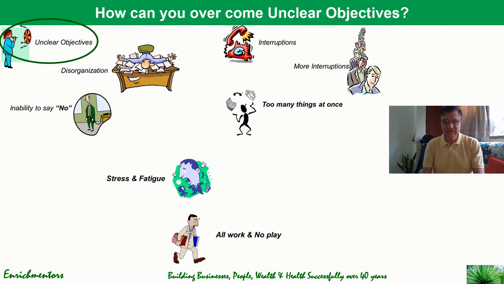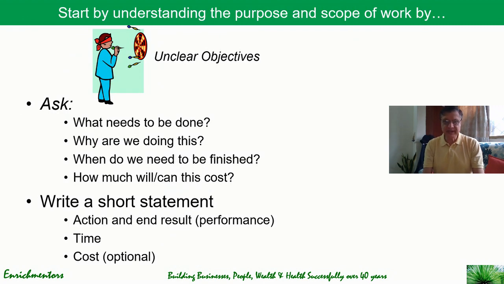So let's start with the purpose part of this presentation: how can you overcome unclear objectives? How can you clarify the objectives of work so that you can better manage your time? Any thoughts on that? There are a couple of things that you can do. First, understand the purpose and scope of work. Whatever work is being assigned to you or you have undertaken, you need to ask some questions and write a short statement, not more than one sentence, to state your understanding of the purpose and scope of work, and get confirmation of that.